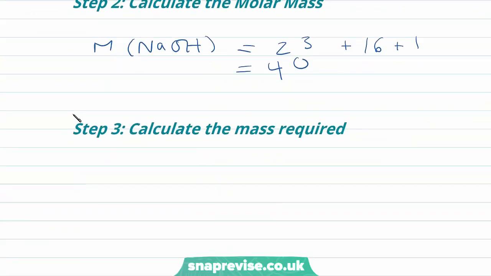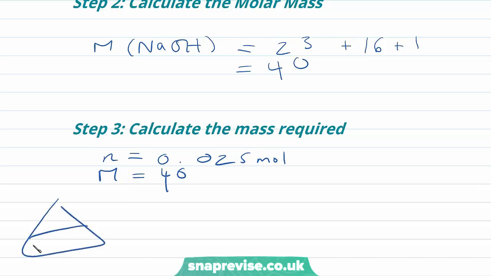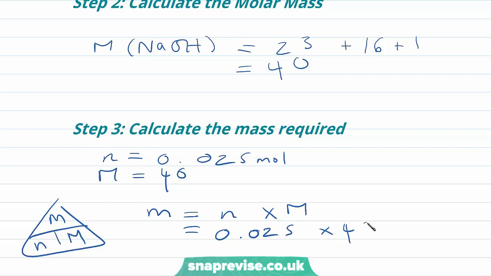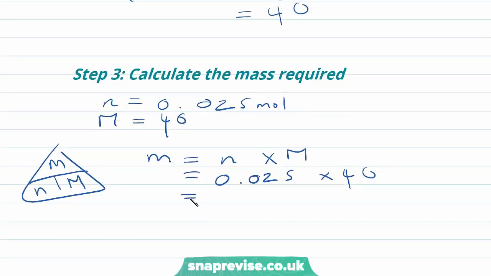In our final step, we're calculating the mass required. We know the number of moles is equal to 0.025 moles, and we know the molar mass is equal to 40. So we can look at our equation that the number of moles is equal to the mass divided by the molar mass. The equation rearrangement we're going to use is that the mass is equal to the number of moles multiplied by the molar mass. So that's 0.025 multiplied by 40, giving us a mass of 1 gram that's required.